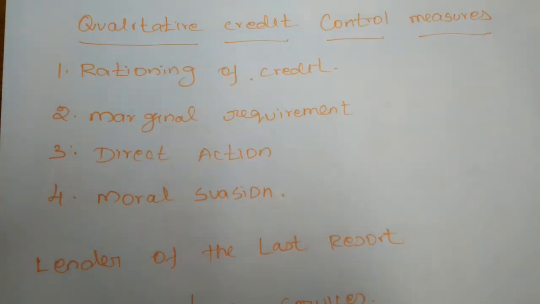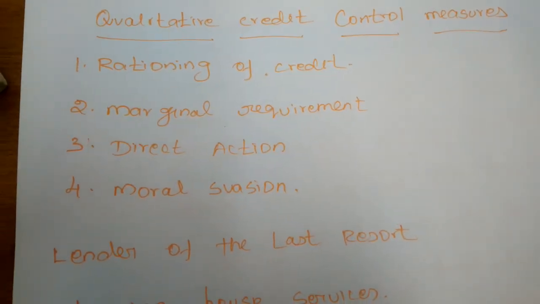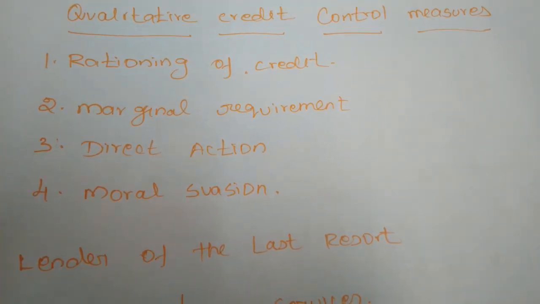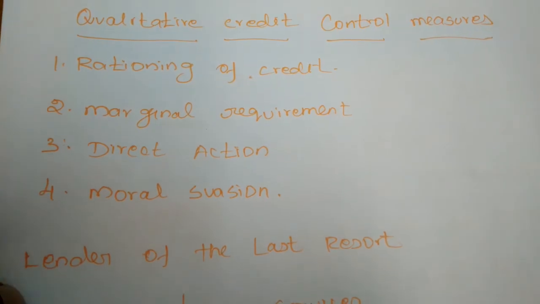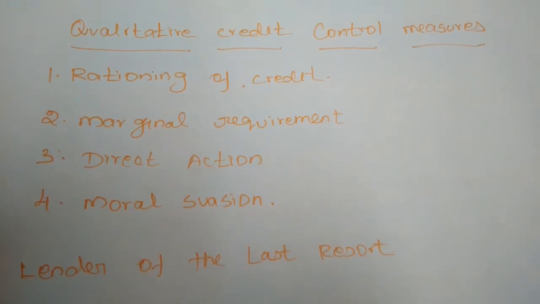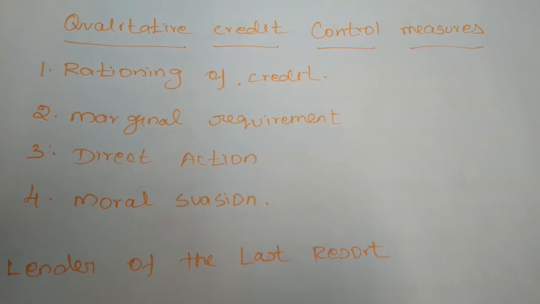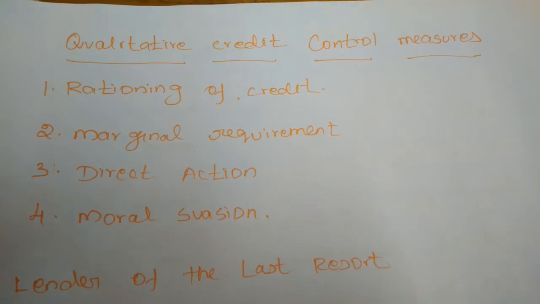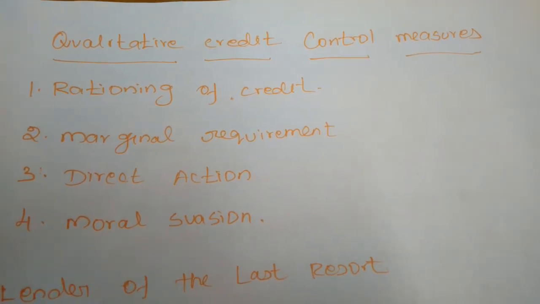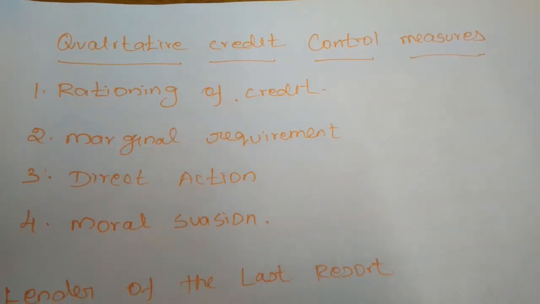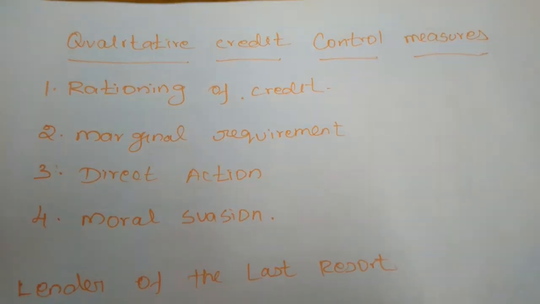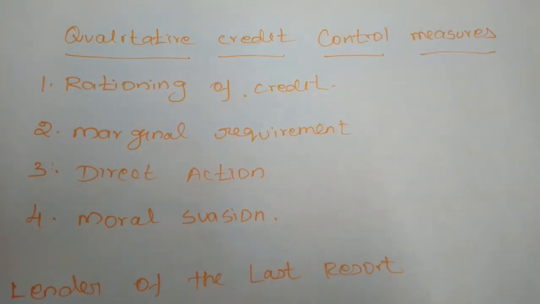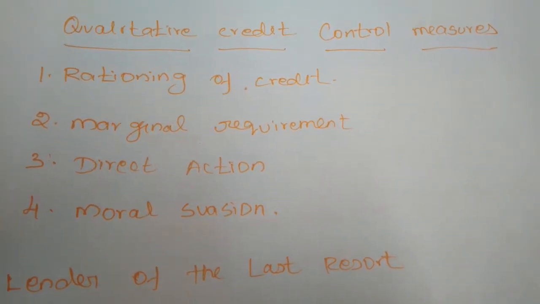Under the quantitative credit control measures, we have the bank rate policy, cash reserve ratio, statutory liquidity ratio, and the open market operations. Under the qualitative credit measures, the Reserve Bank of India will undertake some actions. First one is rationing of credit. The maximum limit is fixed for lending to certain sectors or specific purposes. The Reserve Bank of India will give some limitations on providing loans for special purposes or certain sectors.